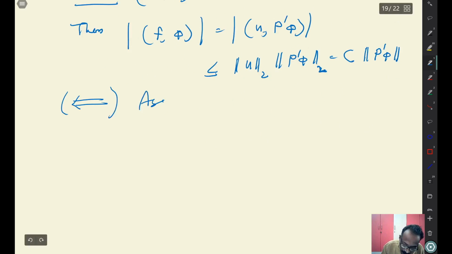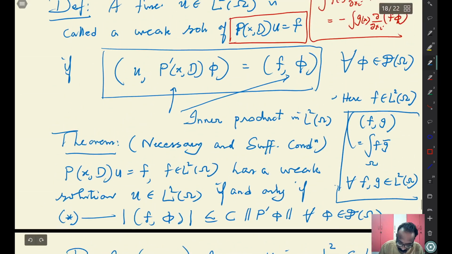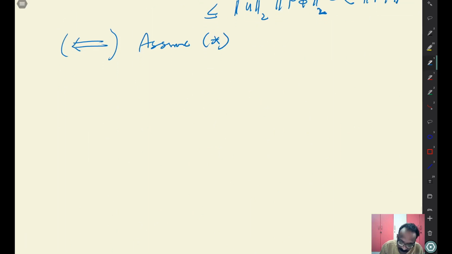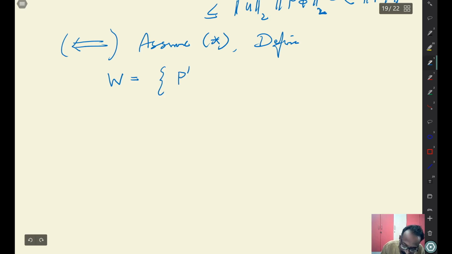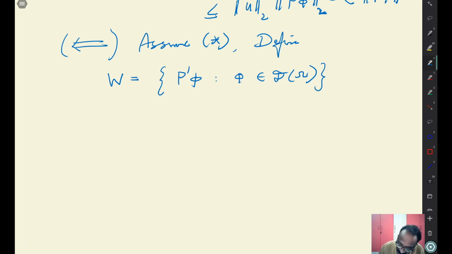assume star. Okay, assume star, and then you define a space W equal to the set of all P prime of phi, where phi is in D omega, which is a subspace of L2. It is easy to check that this is a subspace of L2, because phi is a smooth function, and the coefficients are all smooth.